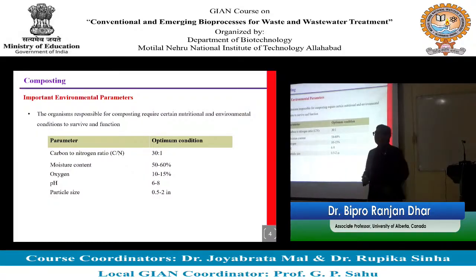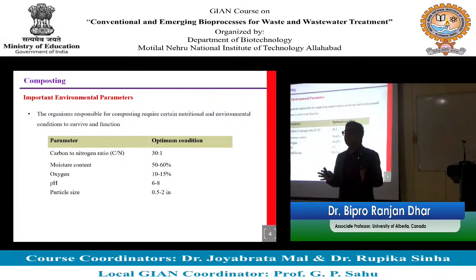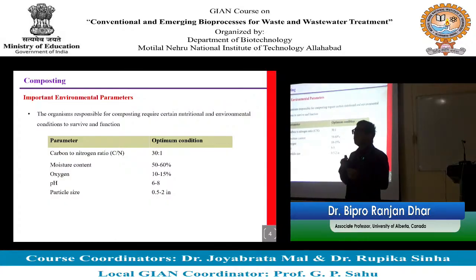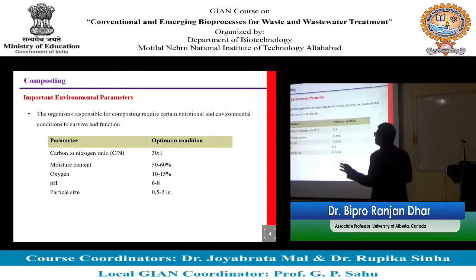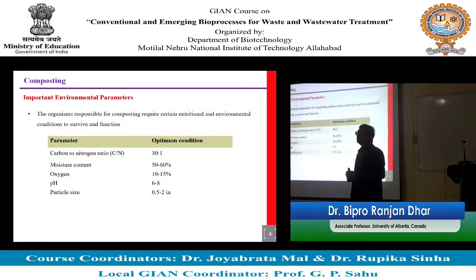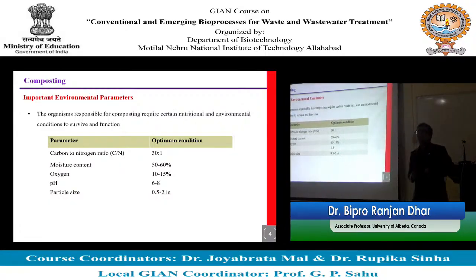For any biological process, there is some optimum range of operating or environmental parameters, and one critical factor in composting is the carbon to nitrogen ratio in the feedstock. The optimum carbon to nitrogen ratio for the composting process is 30:1. But if it's 25:1 or 35:1, still it's okay. But if your primary feedstock is, let's say, 10:1, then it's not a good idea to use that item as a sole feedstock for your composting process.